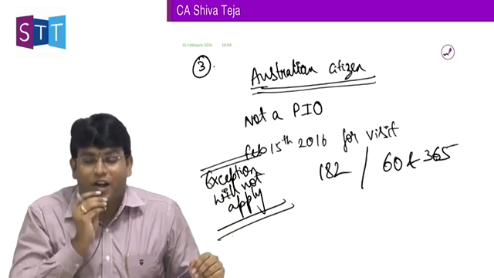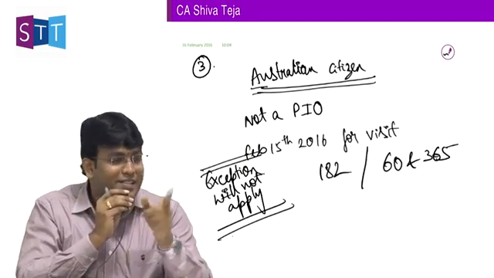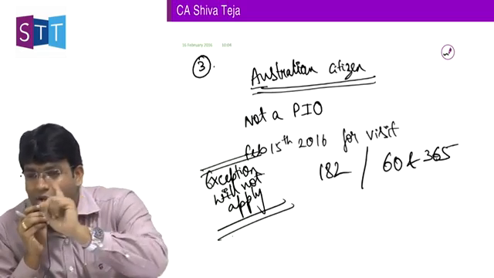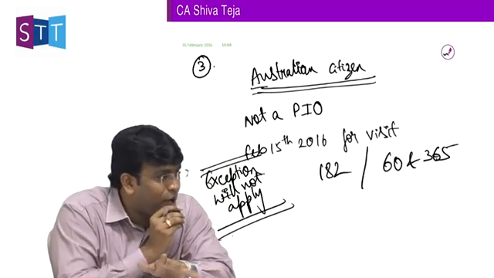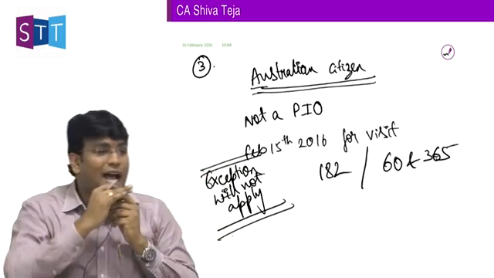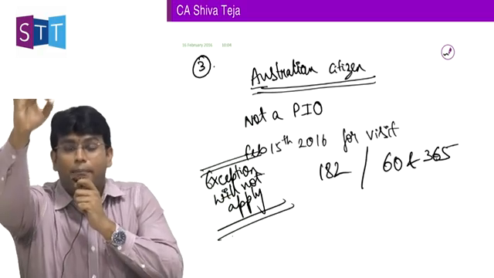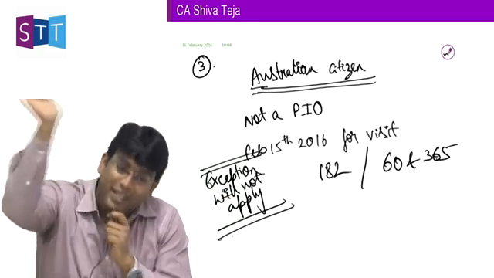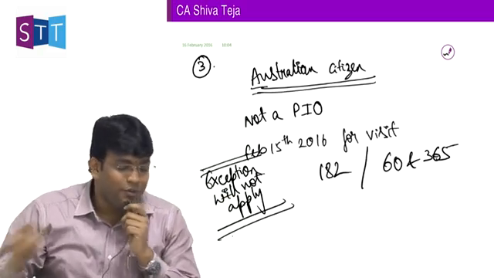190 days. I already told you, we should not be carried away by the number of days given in the problem. The number of days given in the problem is only to confuse you. The number of days he is coming for is not important. The number of days in the previous year is important. I repeat that line once again: the number of days he is coming for is not important; the number of days in the previous year is important. Correct?